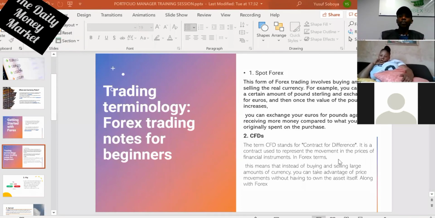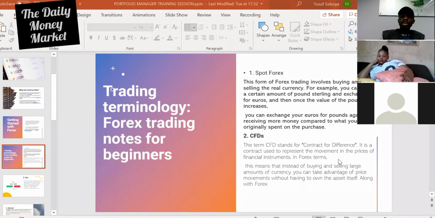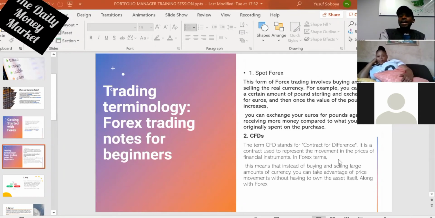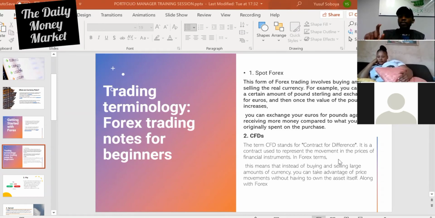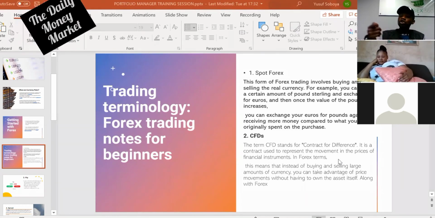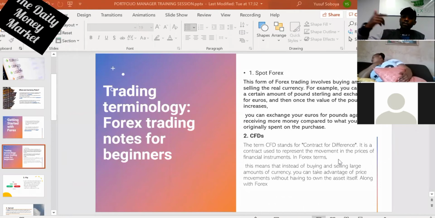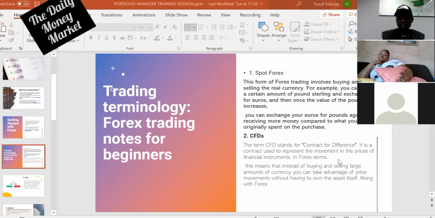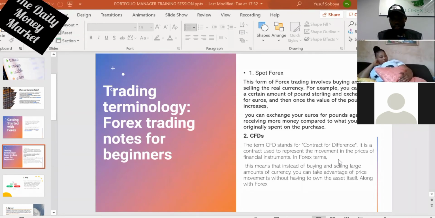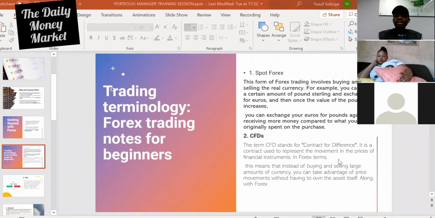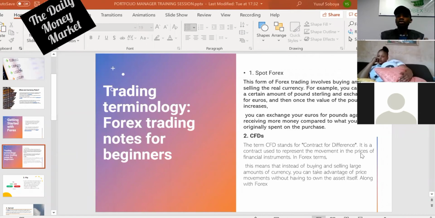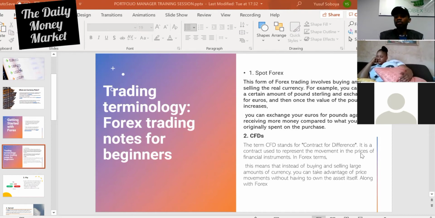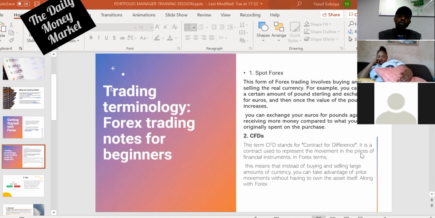So when a broker opens a brokerage, they need to have a contract with a liquidity provider that has the CFDs, so that people can trade based on the movement of the price of that instrument, based on the movement of the price of that company when we talk about the stocks, right? This means that instead of buying and selling a large amount of currencies, you can take advantage of the price movement without having to own the asset itself along with the forex.